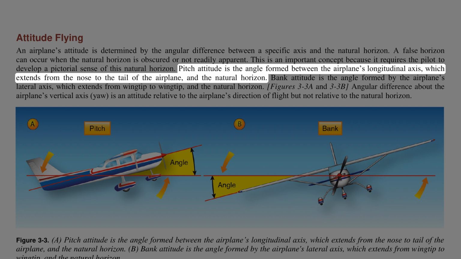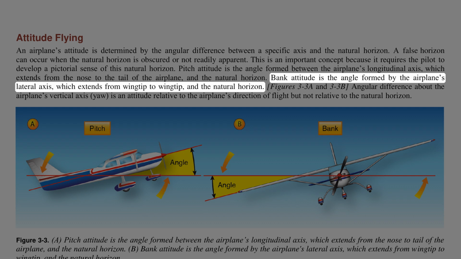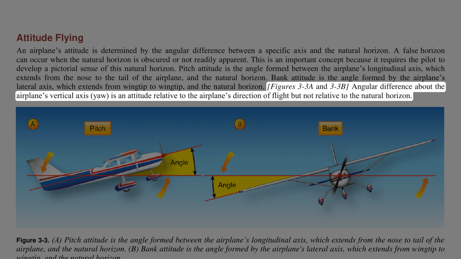Pitch attitude is the angle formed between the airplane's longitudinal axis, which extends from the nose to the tail of the airplane, and the natural horizon. Bank attitude is the angle formed by the airplane's lateral axis, which extends from wingtip to wingtip, and the natural horizon. Figures 3-3a and 3-3b. Angular difference about the airplane's vertical axis, yaw, is an attitude relative to the airplane's direction of flight, but not relative to the natural horizon.